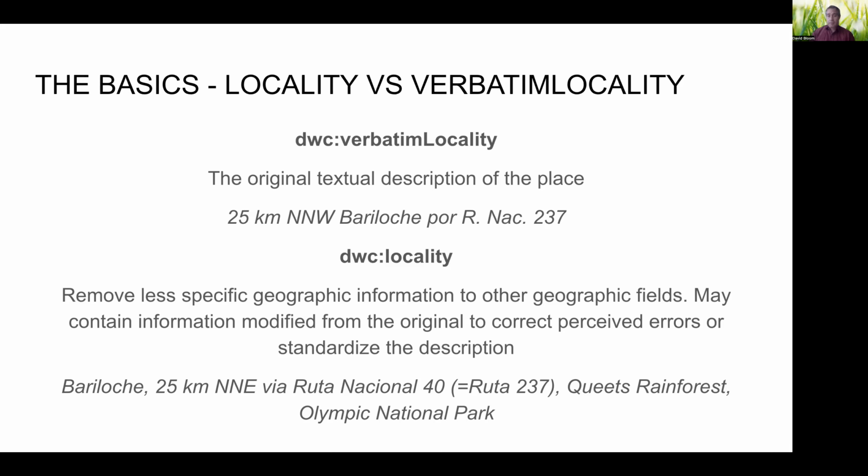The locality field contains a description that may have been modified from the original to correct errors, clarify the place, and standardize the description. In addition, data in the verbatim locality can be mapped to other geographic fields, such as state, province, county, and water body. But when you have those data, they should be moved to the correct corresponding Darwin Core fields.